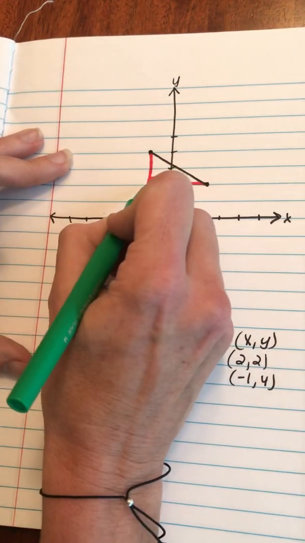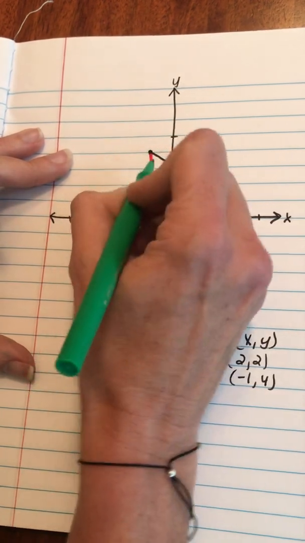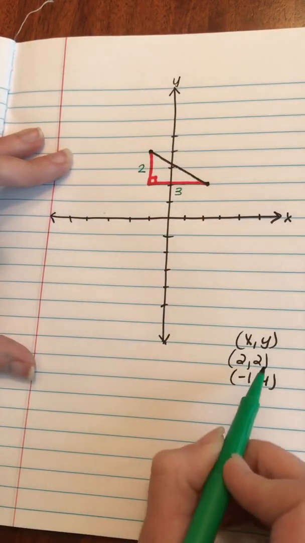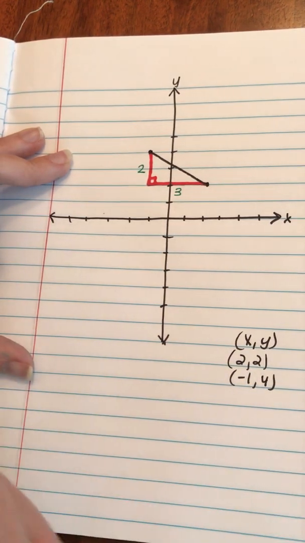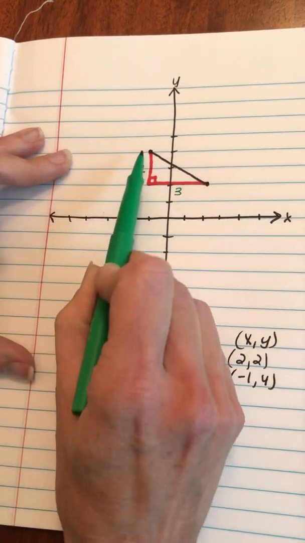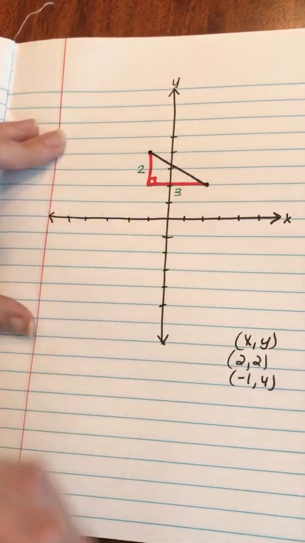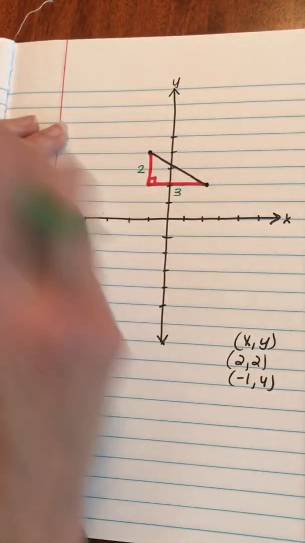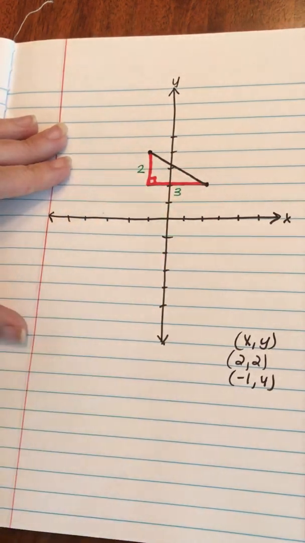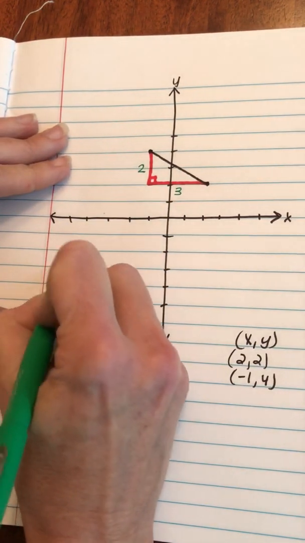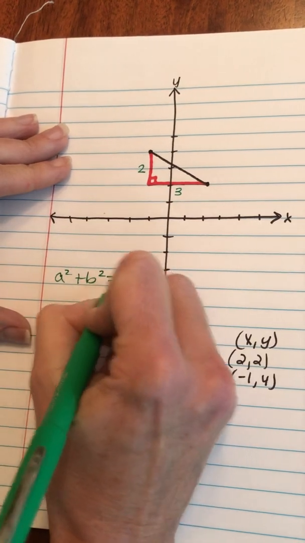Okay, if I start here and go up, I go up 1, 2. And again, I can confirm that because from 2 to 4 is 2 spaces. So now I have a right triangle with legs measuring 2 and 3. So I can just use the Pythagorean theorem and find c, and that would be the length of my line segment. So a squared plus b squared equals c squared.